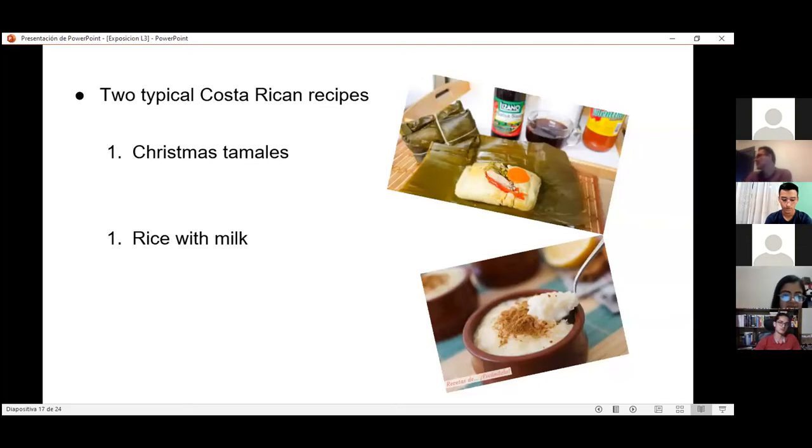The Costa Rican food is not very spicy. It's made of rice, beans, corn, meat, chicken, or fish, and usually served with corn tortillas.